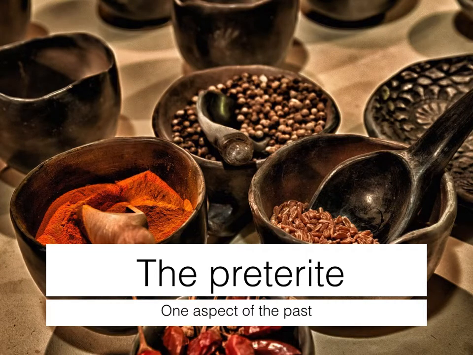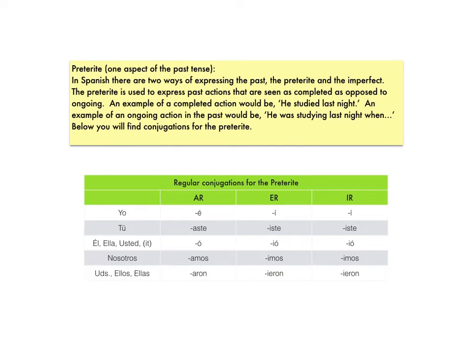One of the most important aspects of Spanish 102 is the preterite tense, or the preterite aspect of the past tense. There are actually two ways of expressing the past in Spanish. One of them is what we call the preterite. Let's take a look at the preterite. So in Spanish there are two ways of expressing the past, the preterite and the imperfect. The preterite is used to express past actions that are seen as completed as opposed to ongoing.